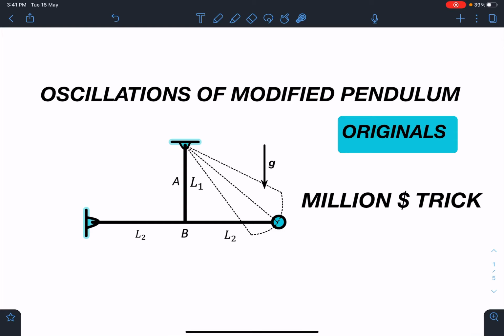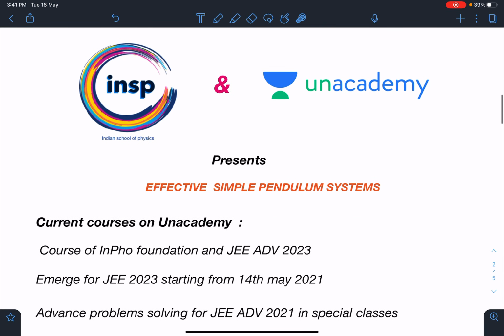Guys, this is Nathan here, and today I've come up with a very interesting and very amazing problem. It's a trick problem of modified pendulums, as I promised earlier. This video is brought to you by Indian School of Physics and Unacademy together, and the name of this problem is Effective Simple Pendulum Systems.